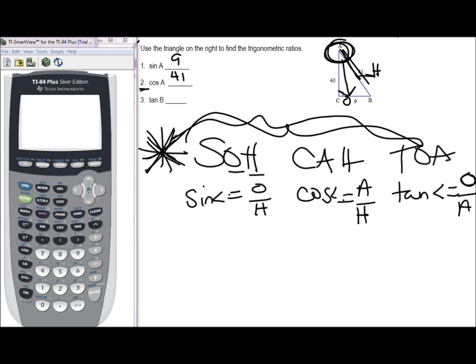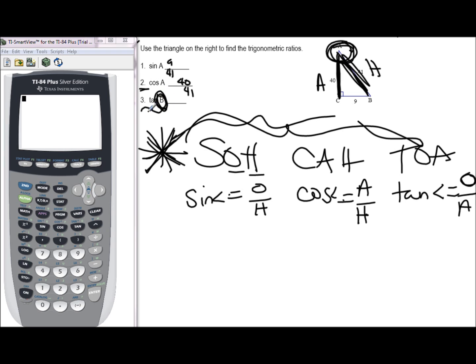Okay, pause the video. We're going to use angle A as our reference angle again, and we want to find the cosine of angle A. Okay, you should have gotten 40 out of 41 because the cosine of A represents A's adjacent side, 40, over A's hypotenuse, 41.